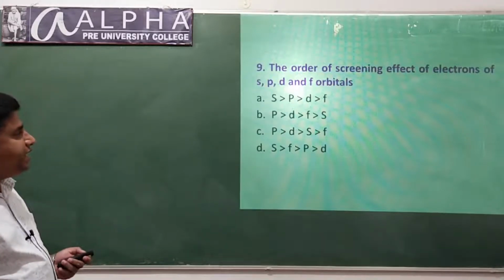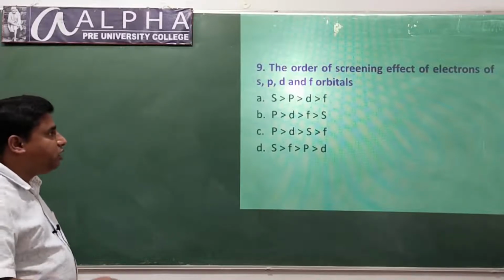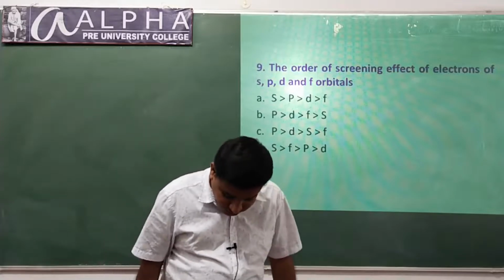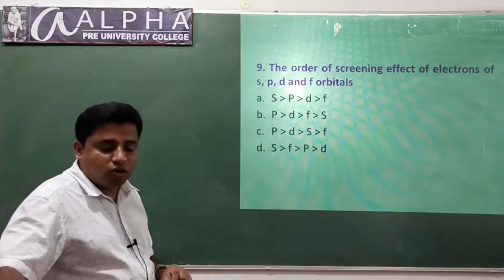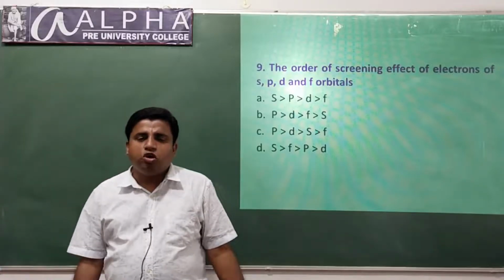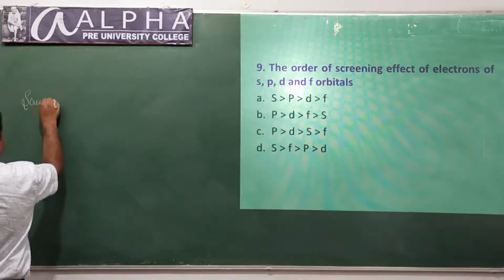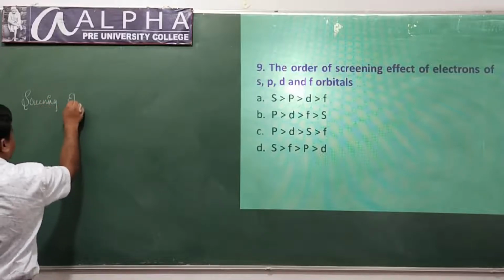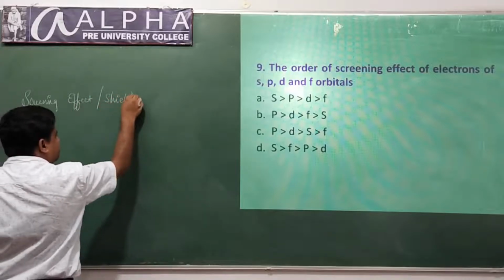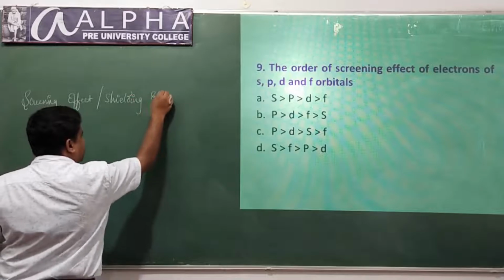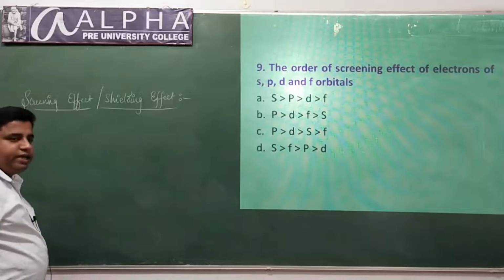The order of screening effect of electrons of S, P, D and F orbitals is the next question. By the way, what is screening effect or shielding effect? What do you mean by screening effect or shielding effect?